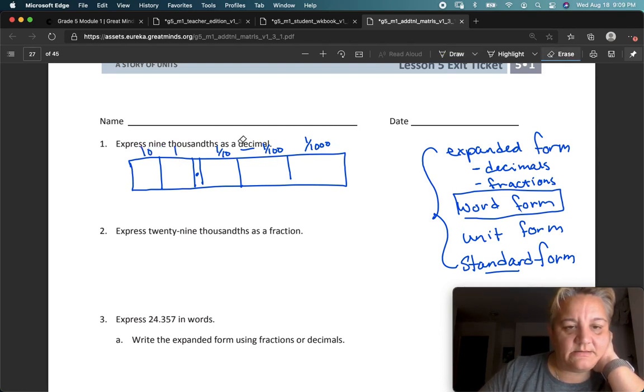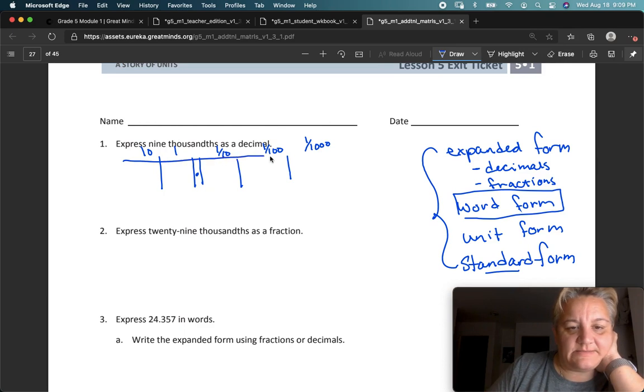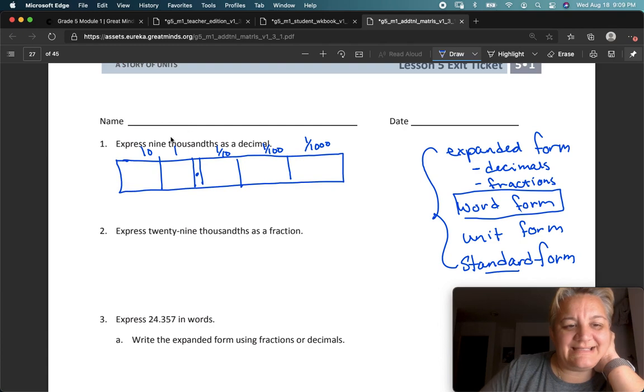And it says, oops. Wow, I lost my box. There we go. And it says express 9 thousandths as a decimal. Well, where are we going to put that 9? We're not going to put it here because that's tens. And this says thousandths. It's not ones, it's not tenths, it's not hundredths, it's thousandths. So that 9 goes here, 9 thousandths.